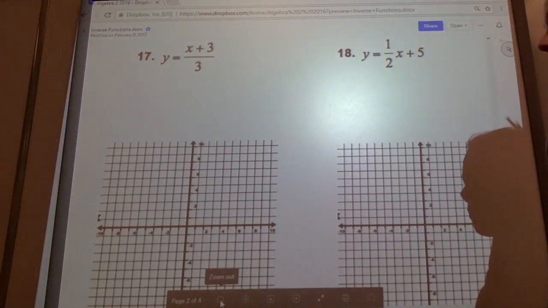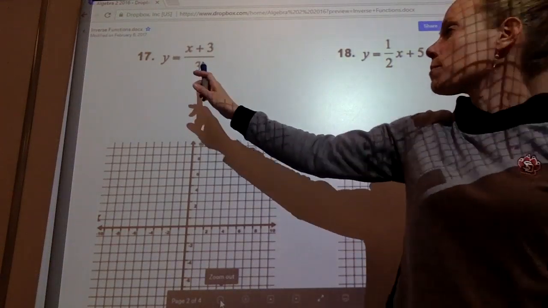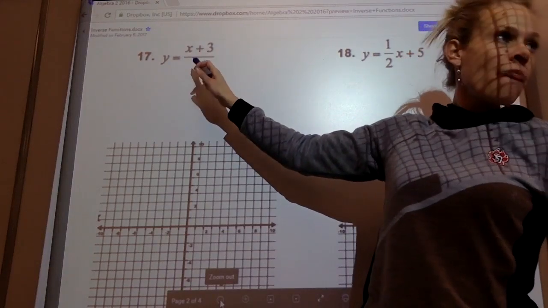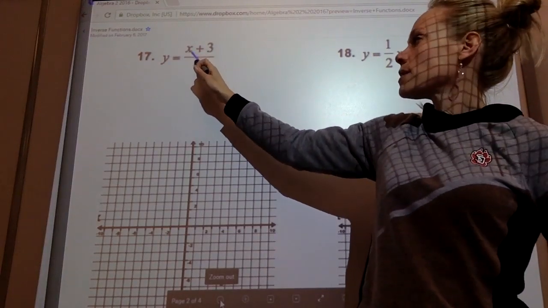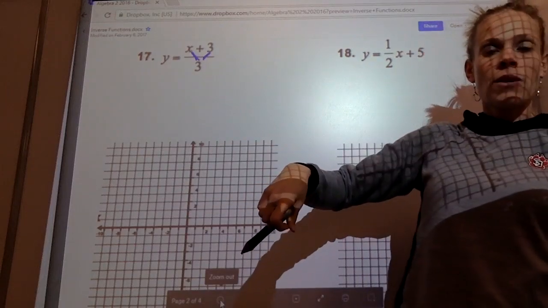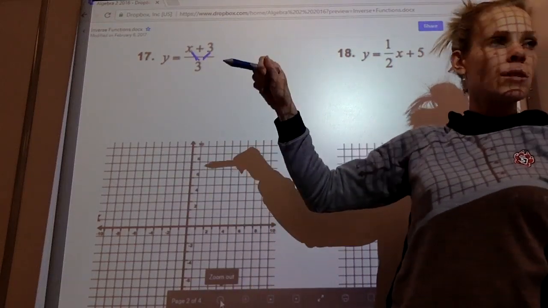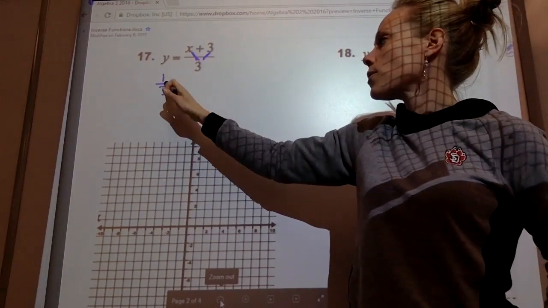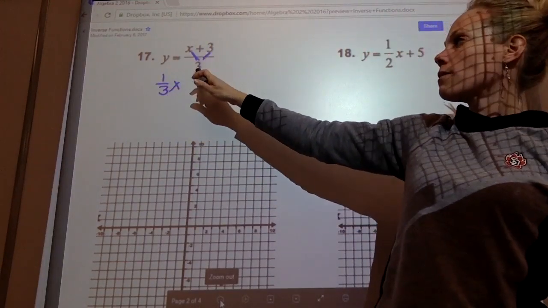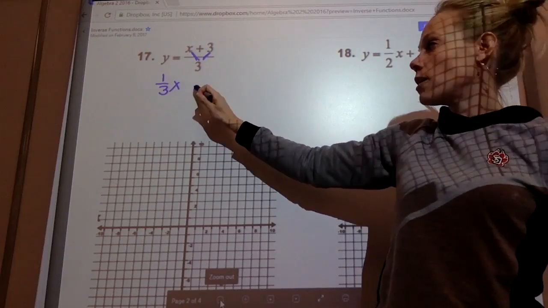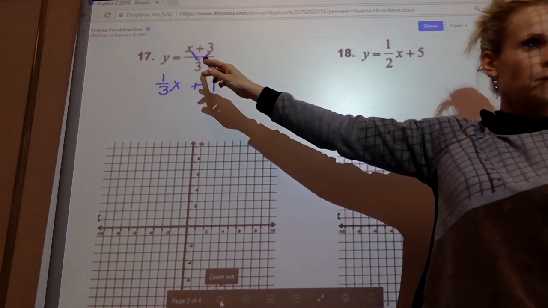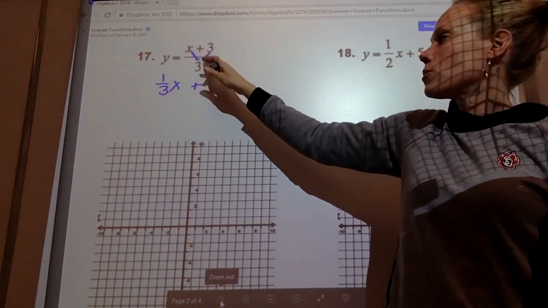To graph this line, let's put this in slope-intercept form. See how the x plus 3 is getting divided by 3? That means each term is getting divided by 3. So if I wanted to write this in slope-intercept form, there's a 1 in front of this x, so I would say 1/3 x, and 3 divided by 3 is 1. So this looks easier to graph than what it was originally, just by breaking it up into two terms.